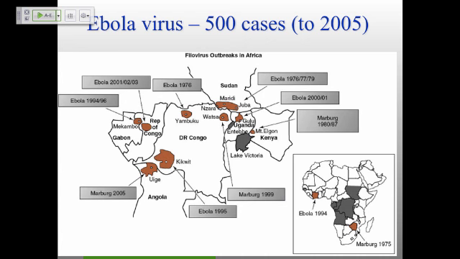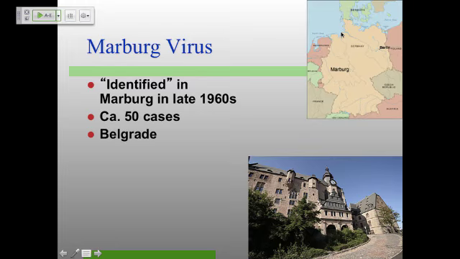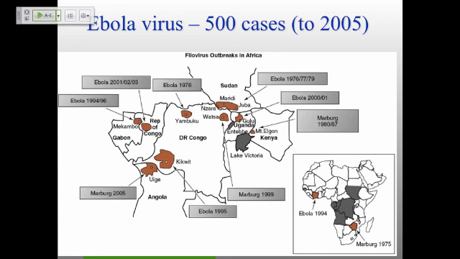So Ebola is the other favorite one, and again, we'll talk a lot more about this. This is just up to 2005. 500 cases of Ebola in the world up to 2005. The first one of the filoviruses was discovered in the 1960s. So 45 years, 500 cases. Not very many. These were the different filovirus outbreaks that had happened in Africa.